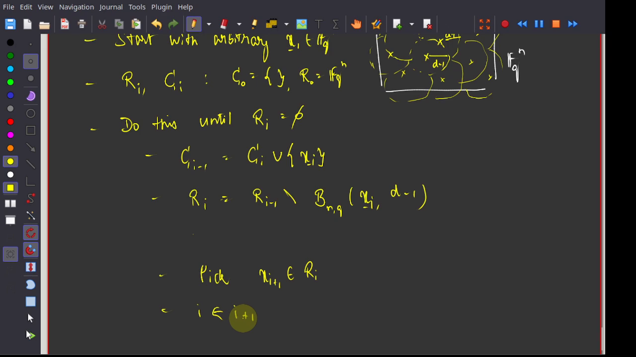So the basic idea is just that. At every step, you throw away vectors which cannot form code words, and then out of whatever remains, you pick one and add it to your code book. Okay.